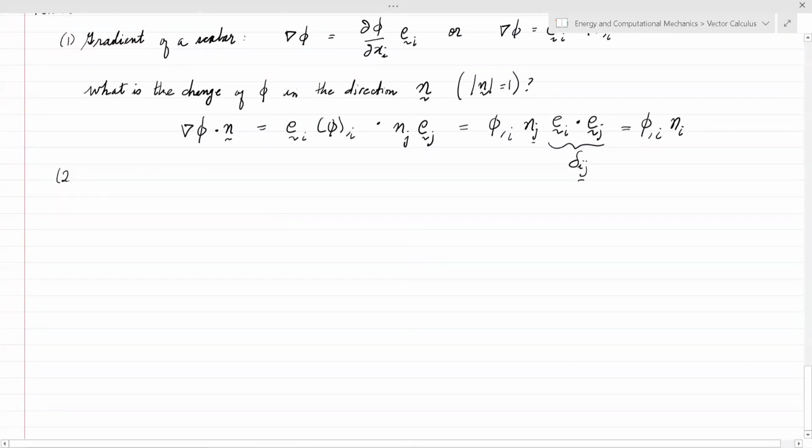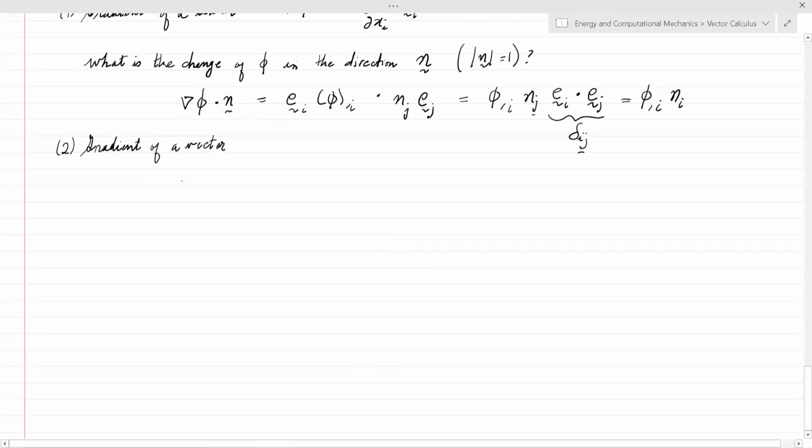The gradient of a vector: the vector is A. So I want to know the gradient of A, and I already know how to do that. I want to get A_i comma j, and this becomes a second order tensor.